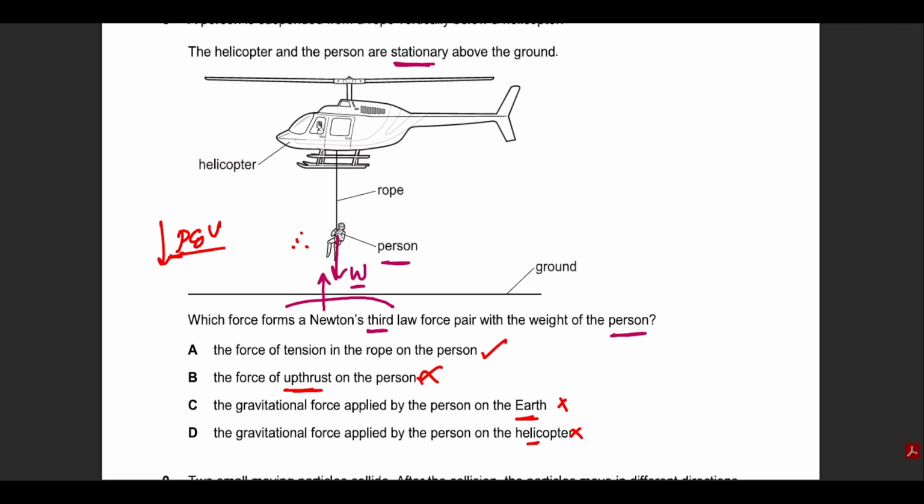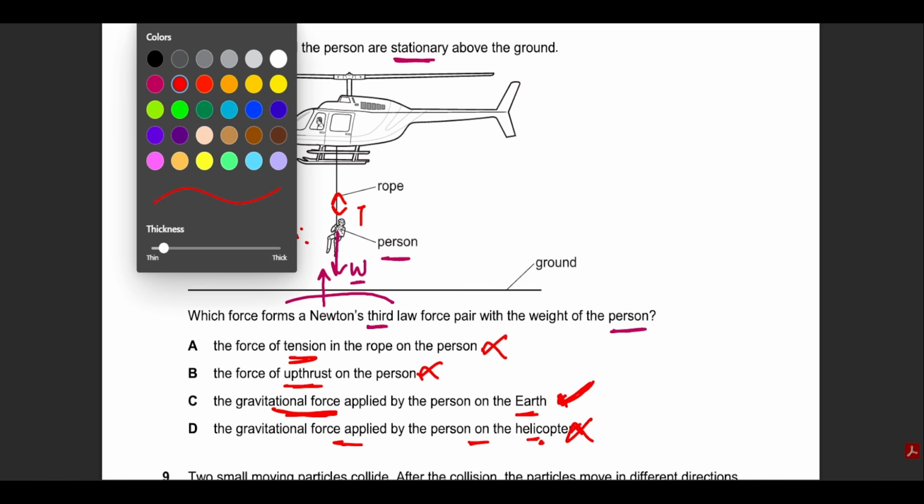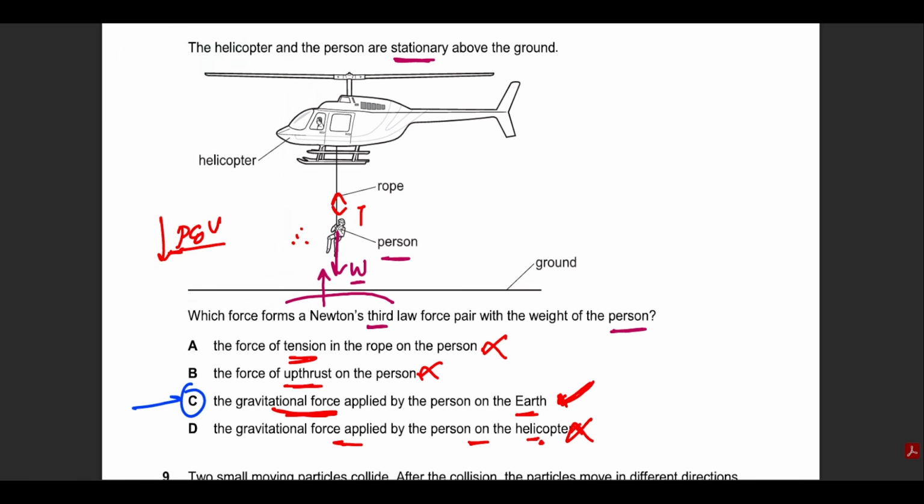And definitely the force of tension in the rope on the person looks like it. But again, we cannot accept this because it's not the tension. Tension involves the rope. So let's check the options again. The gravitational force, okay, force applied by the person on the earth, that looks like a good option. Force applied by the person on the helicopter, no. Then again, this is going to be a representation of tension. So the best answer for this question is going to be option C.